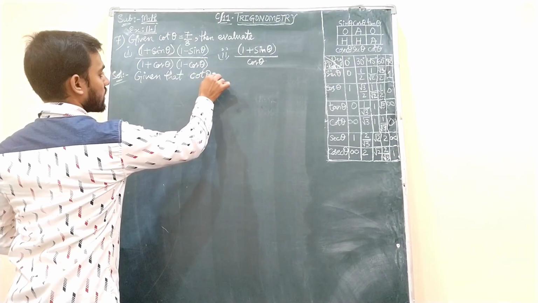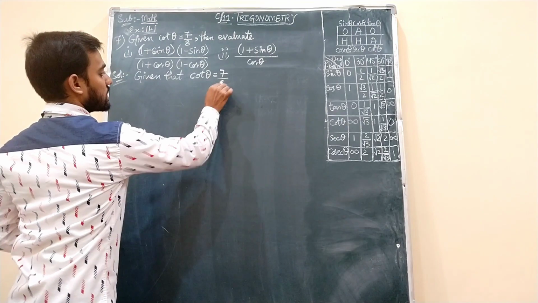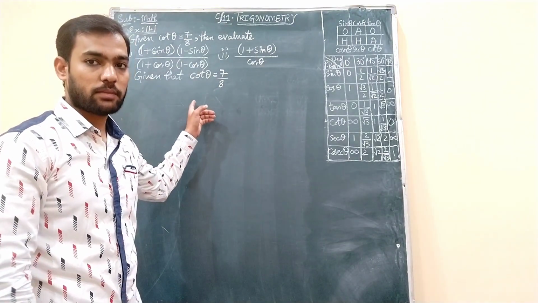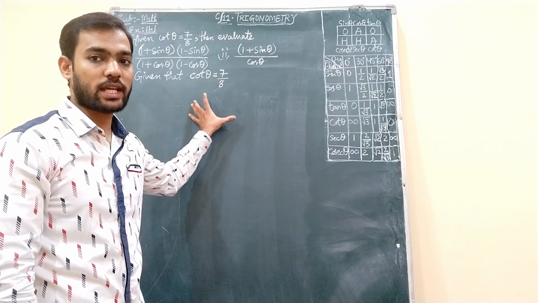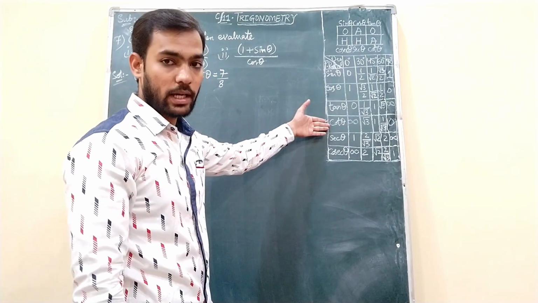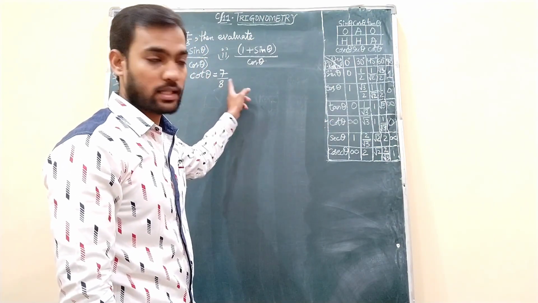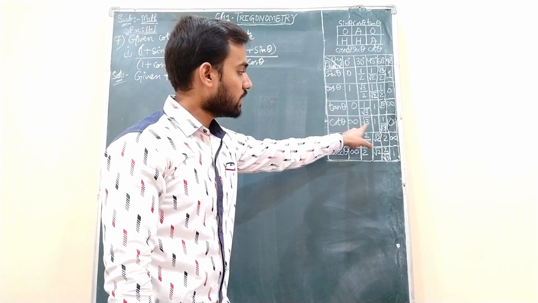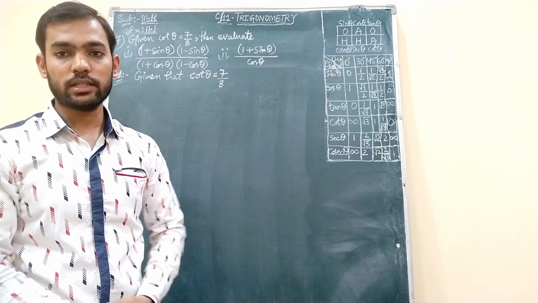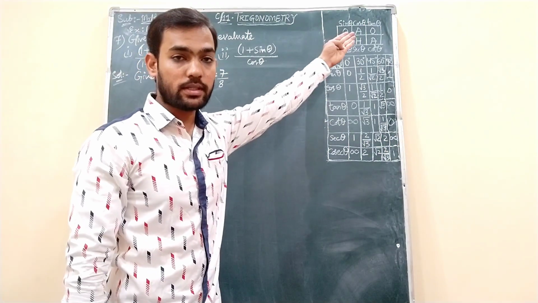cot theta equals 7 by 8. In my last video I said, whenever you get this type of question where some ratio value is given, first of all check it in the specific angles table. This is cot theta. Try to check whether 7 by 8 exists in the table or not. Not defined, root 3, 1 by root 3, 0. So 7 by 8 is not there in this specific angles table.